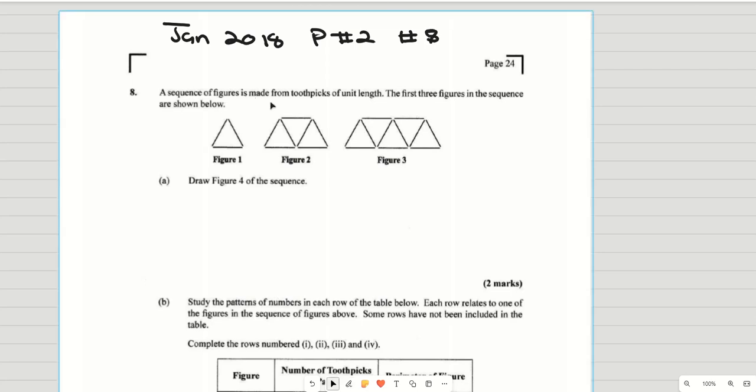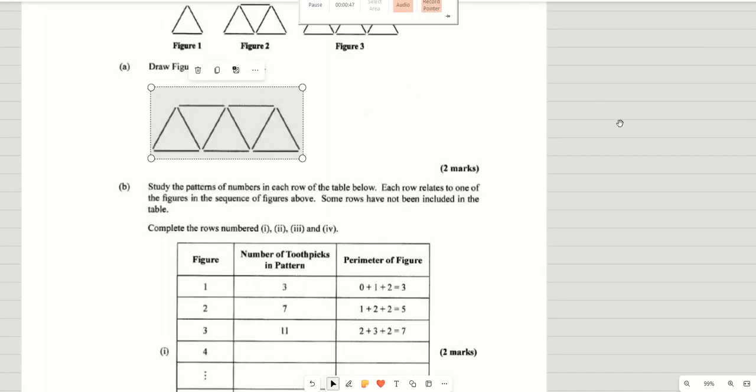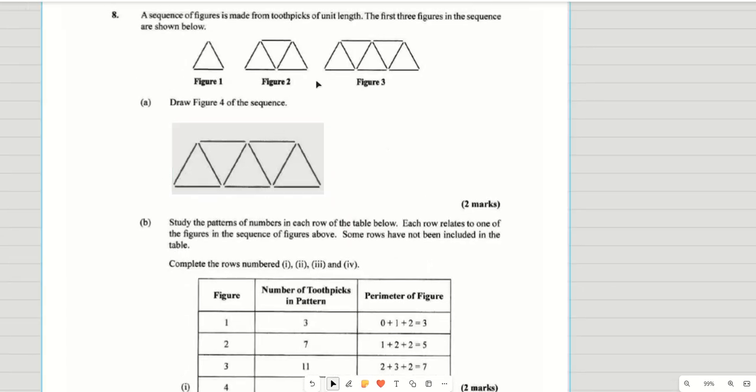A sequence of figures is made from toothpicks of unit lengths. Unit length just means one length. The first 3 figures in the sequence are shown below. Draw the 4th figure.